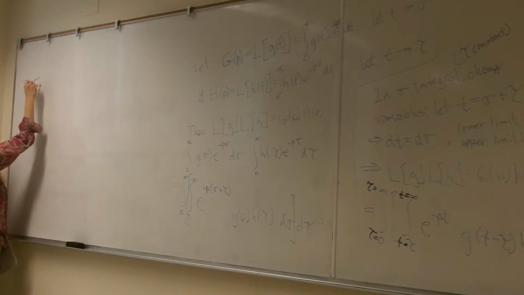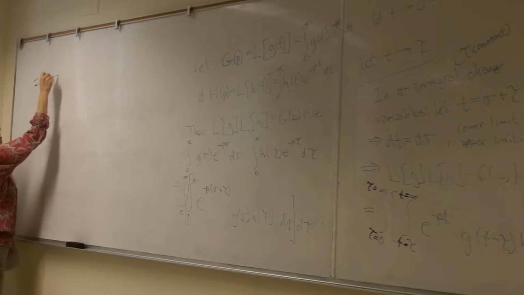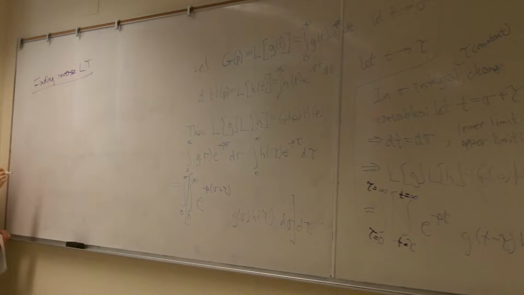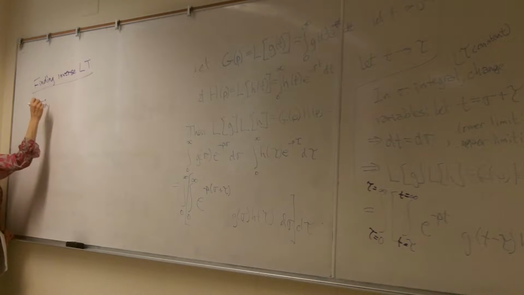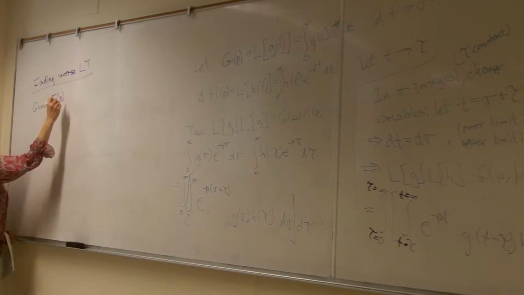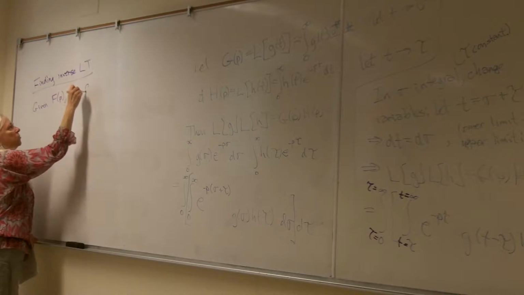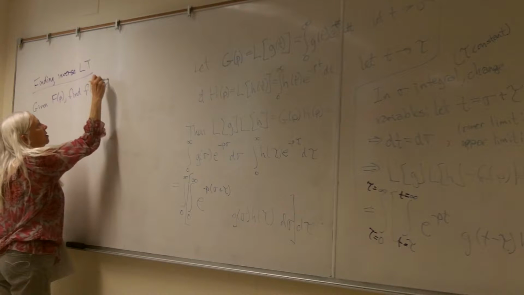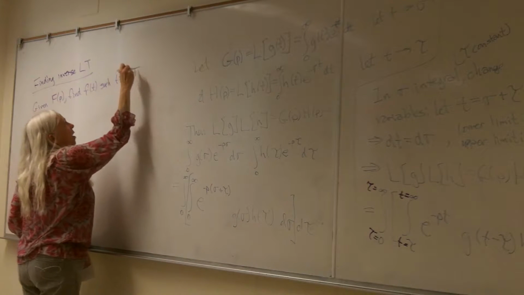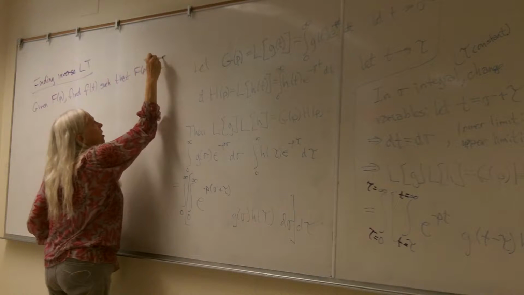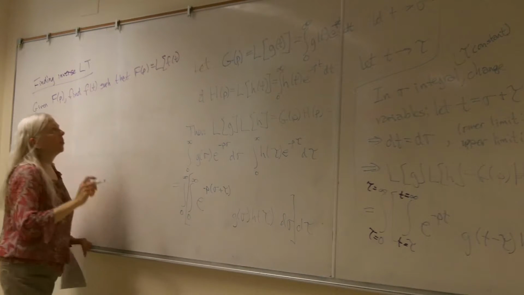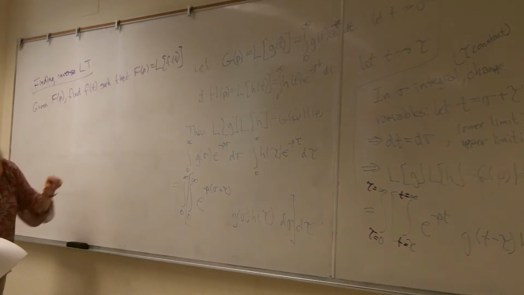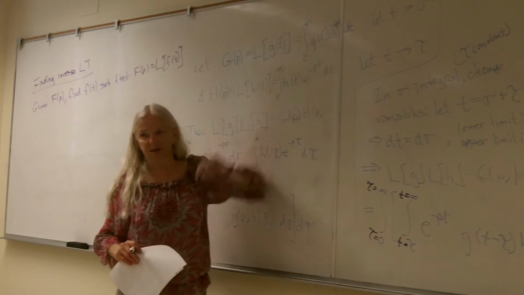So if we're trying to find an inverse Laplace transform, in other words, what we're trying to do is, given some function capital F of p, we want to find a function little f of t such that capital F of p is the Laplace transform of little f of t. Right? If it was the other way around, if we knew little f of t and wanted to find capital F of p, we could, of course, just evaluate this integral.